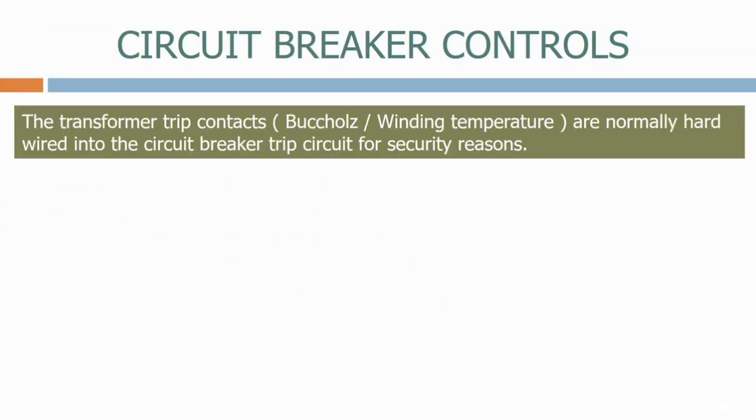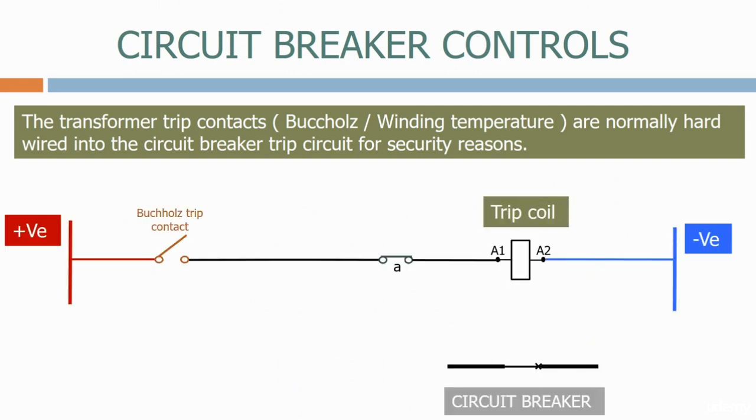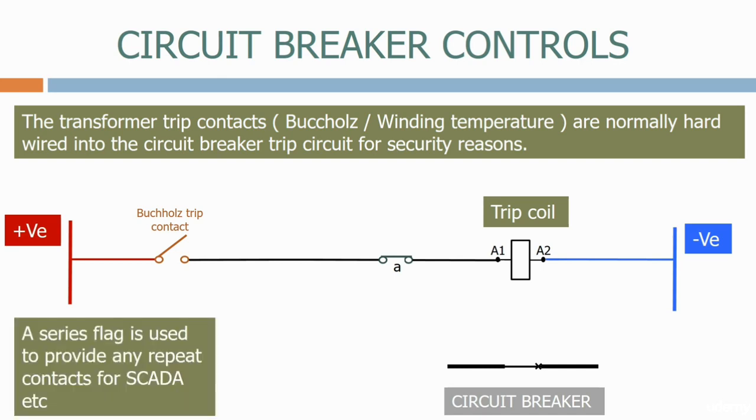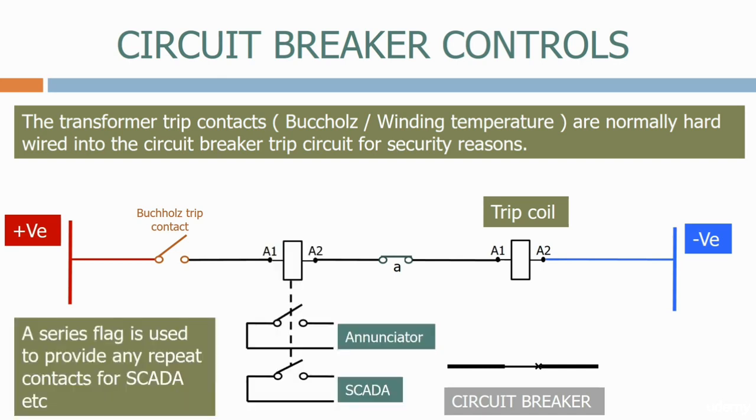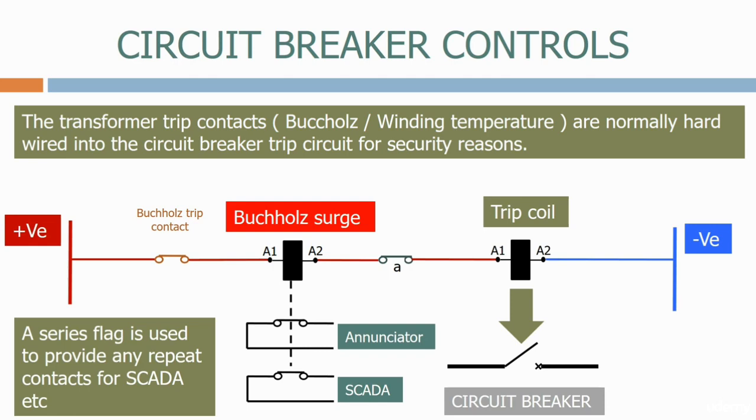The transformer trip contacts, Buchholz or winding temperature, are normally hardwired into the circuit breaker trip circuit for security reasons. Here's the Buchholz trip contact connected straight to the trip coil. A series flag is used to provide any repeat contacts for SCADA. When the Buchholz trip contact closes, both the series flag relay and the trip coil are energized, and the signals forwarded on to the annunciator and SCADA system.